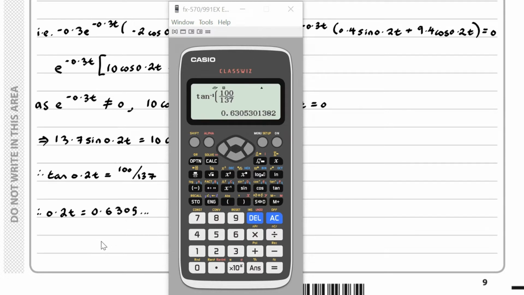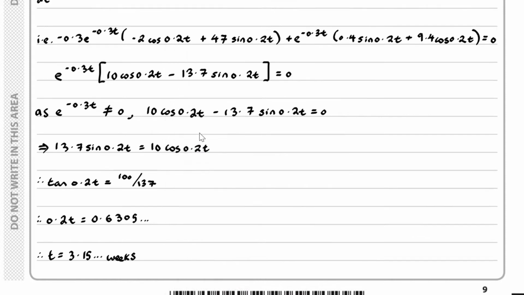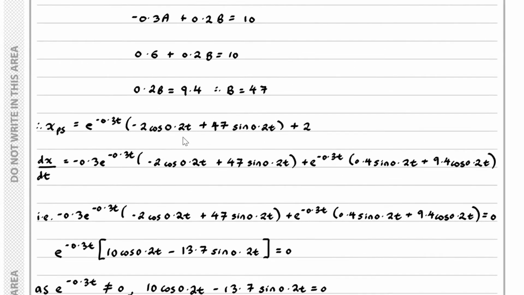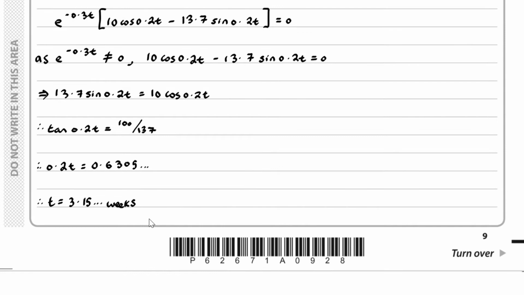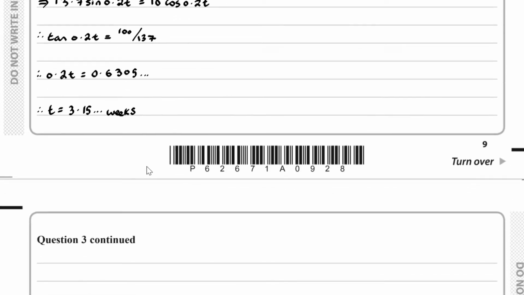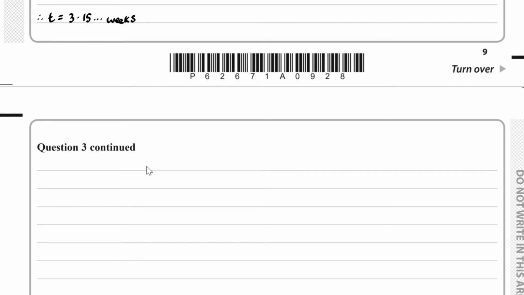And from this, we can actually find out what t is. So if we store this into A, and then if we multiply by 5, this will tell us what t is. So therefore, t is equal to 3.15, etc. weeks. So what we have to do with this is find out what x is. And of course, we know what 0.2t is. We've just worked that out over here. So what we need to do is substitute into the particular solution for x.